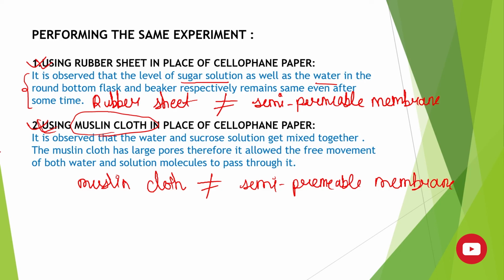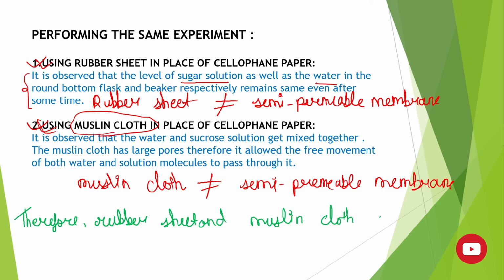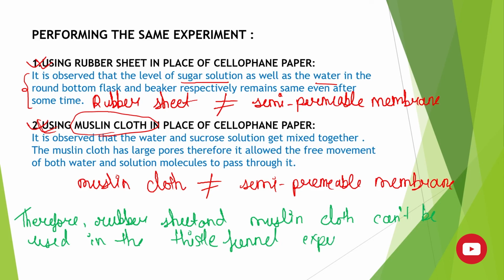Therefore, rubber sheath and muslin cloth can't be used in the thistle funnel experiment because they do not act as semi-permeable membranes. That was all about the first experiment.